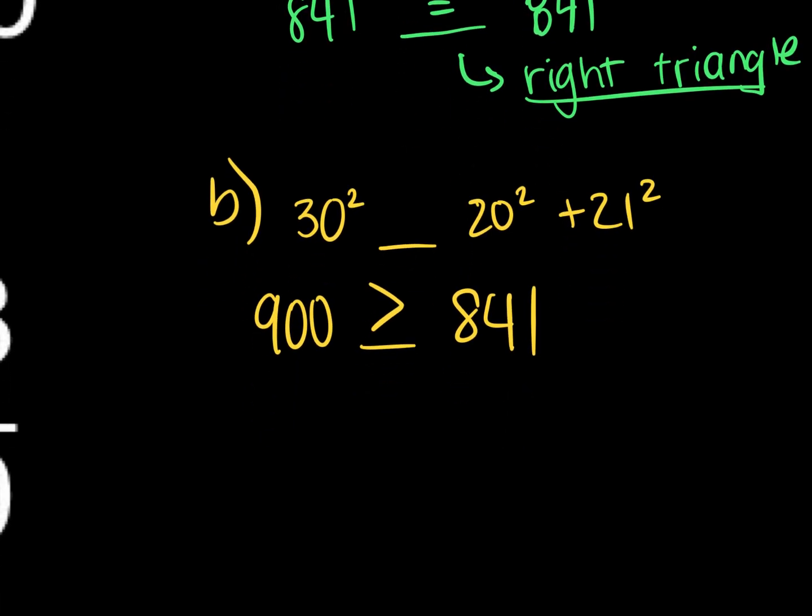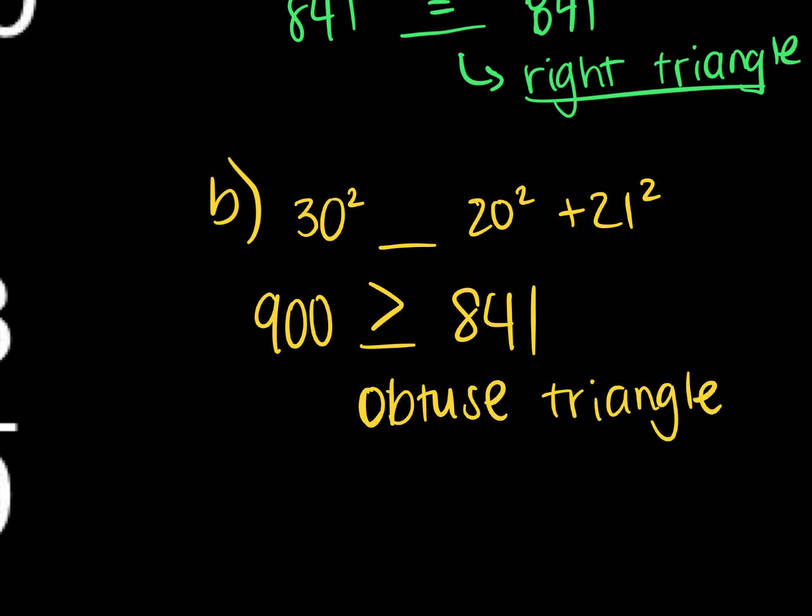Ah, very good, Christian. This means it's an obtuse triangle. When your C squared is larger than A squared plus B squared, think about bigger, obtuse, big angles, obtuse. So that would be an obtuse triangle, okay? You guys with me? Try C, D, and E on your own. Go.